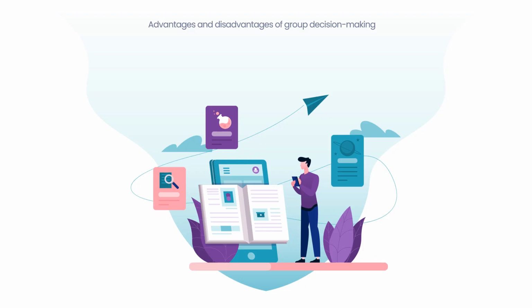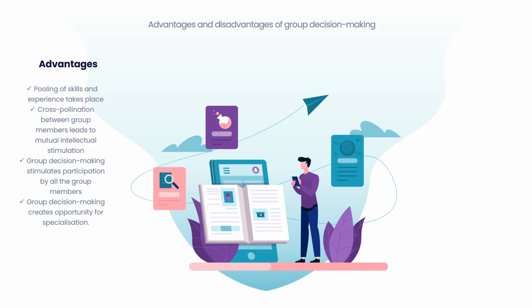Advantages and disadvantages of group decision making. Advantages: pooling of skill and experience takes place because we have many people bringing their skills. Cross-pollination between group members leads to mutual intellectual stimulation. Everyone will be involved, everyone has to do their own research. Group decision making stimulates participation by all the group members. Group decision making creates opportunity for specialization.